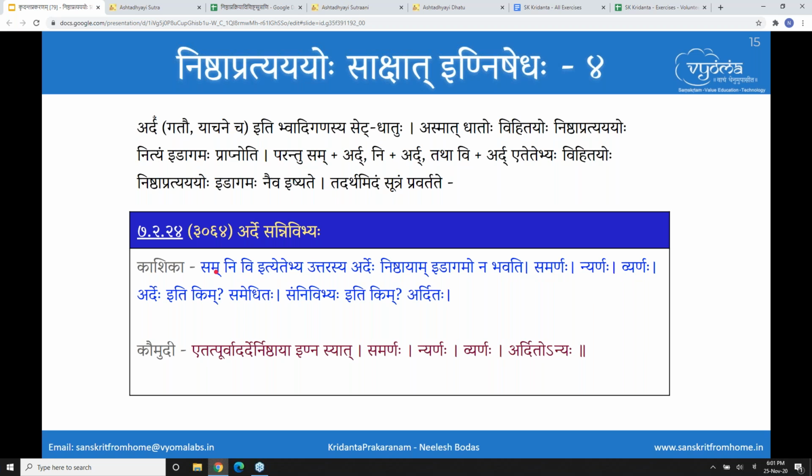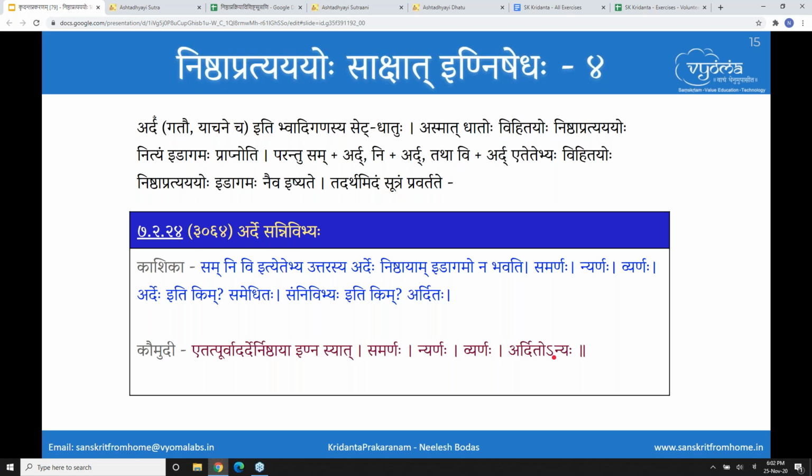So arda will give an idagama. Sama plus arda, ni plus arda, vi plus arda will not give an idagama. So sama, ni, vi ityetebhya uttarasya ardehe nisthayam idagamaha na bhavati. Kaumudi also says the same thing. Etat purvat ardehe nisthayam idana syat. Samarna, nyarana, vyarana and so on. Ardita is different. So ardita, there is none of these upasargas, so you will get the idagama. Specifically for these three upasargas, the idagama has been blocked. That's it. These very specific sutras are only to justify certain prayogas.